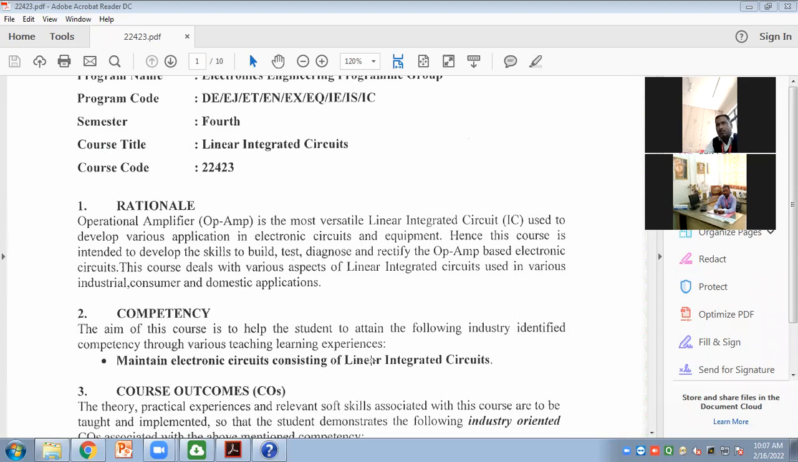Basically, linear integrated circuit means the integrated circuit. The short form of integrated circuit is IC. Under integrated circuit we are going to study the details of IC741. So the IC name is IC741. It is an 8-pin IC, and we are going to study the syllabus included in this 8-pin IC.